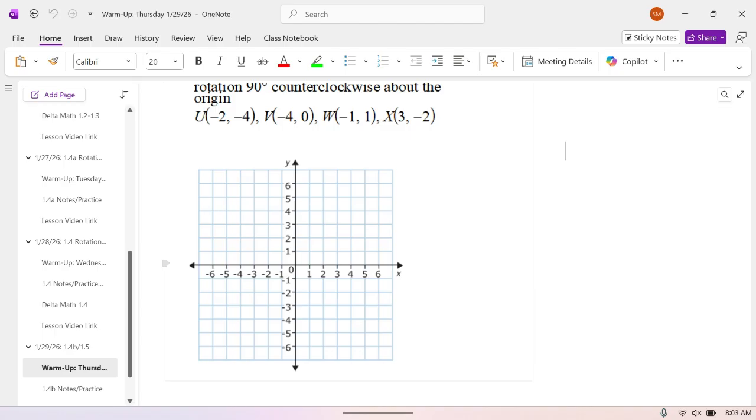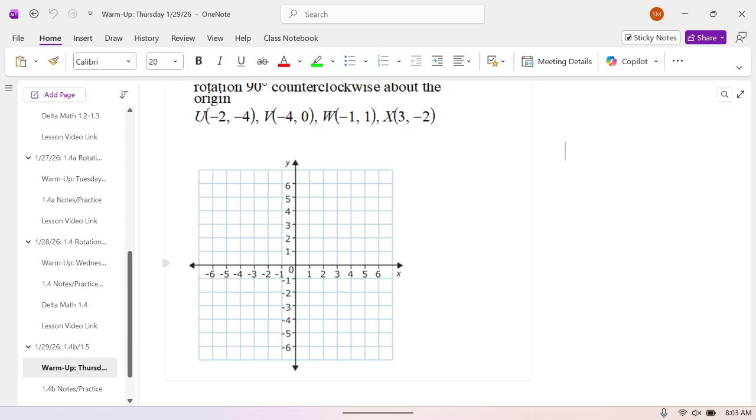I'll give you a hint. Note-wise, I wrote it at the top of page 15. What did I say? Every 90 degrees flip the x and y and change the signs. Right. Change the signs to do what? Fit the quadrant. So I said every 90 degrees, you flip x and y, change the signs to fit the quadrant. All right.